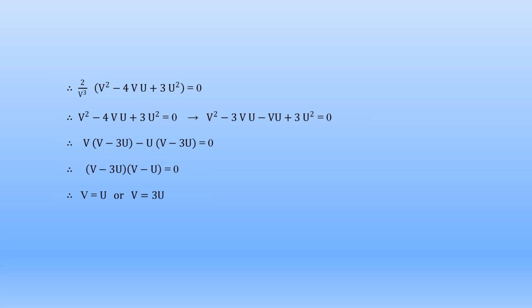Dear students, we know that in the impact of a horizontal water jet on a vertical flat moving plate, first we determine the force Fx. Fx is equal to rho A into (V minus U) whole square.